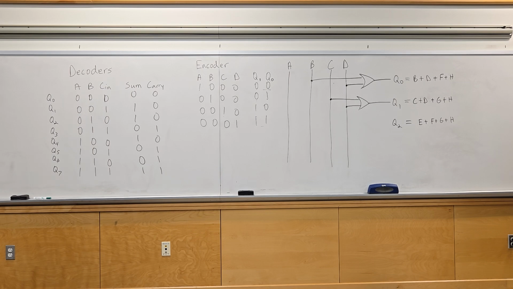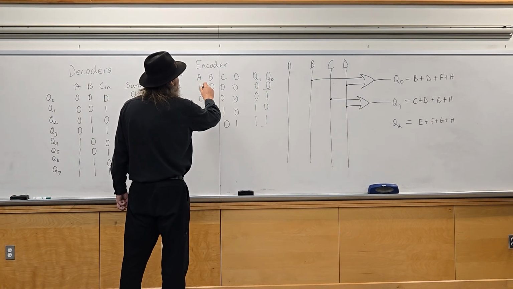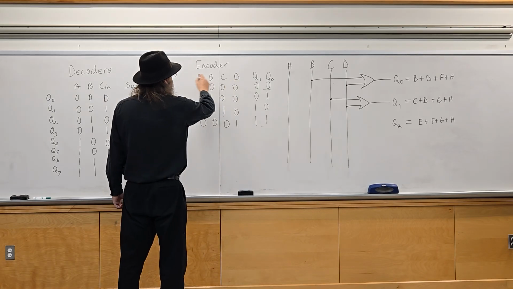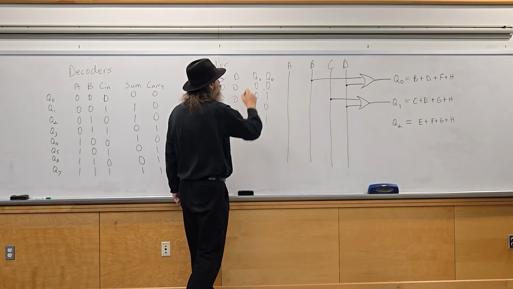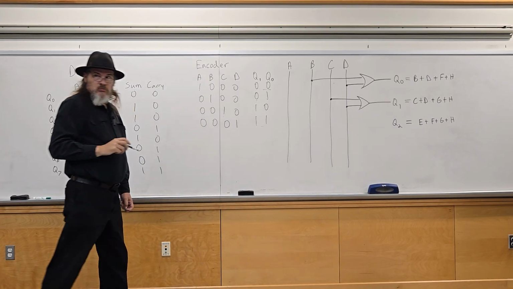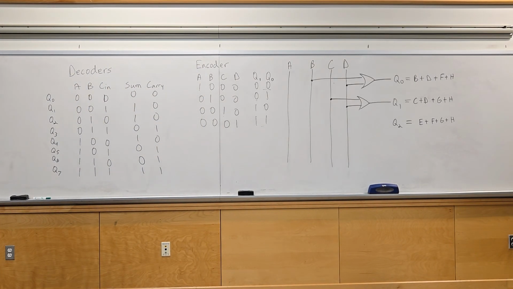Yeah, if it was 8 inputs, this would be twice as wide, and you would have one more Q here. You'd have Q2. That would be A through H. The book uses D0 through D7. But that's how an encoder would work.